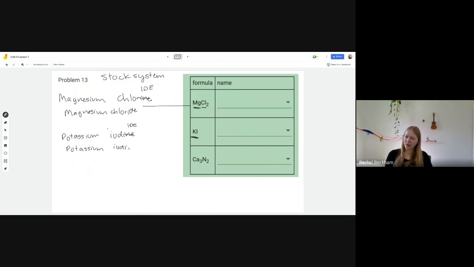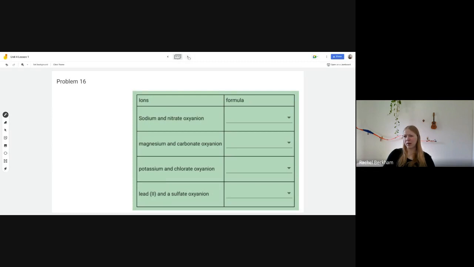For this next one, Ca is calcium. And N is nitrogen. And so the name is going to become calcium nitride, because remember, you change the ending to "ide." Hopefully this is kind of making sense on how we're naming here. And if it's not, then just come ask me about it.